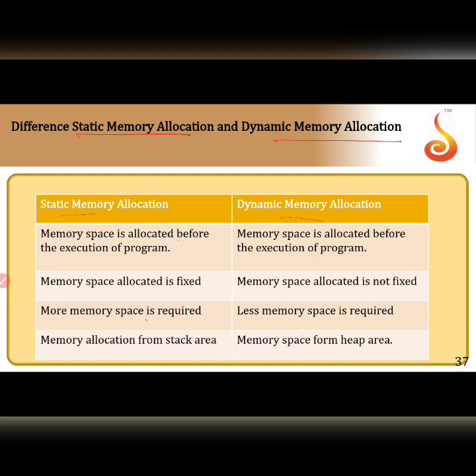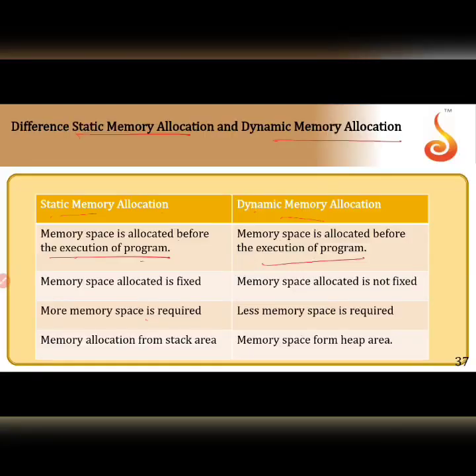In static memory allocation, memory space is allocated before the execution of the program. We went through that: during the compilation of the program, when the program gets compiled, before it gets executed, the memory is allocated. That is called static memory allocation. By declaration statements in the program, you allocate memory. Dynamic memory allocation happens during runtime, during the execution of the program.